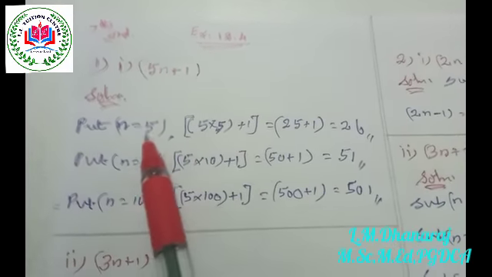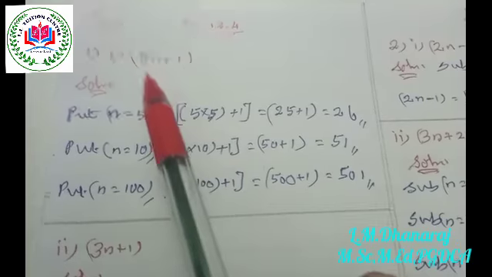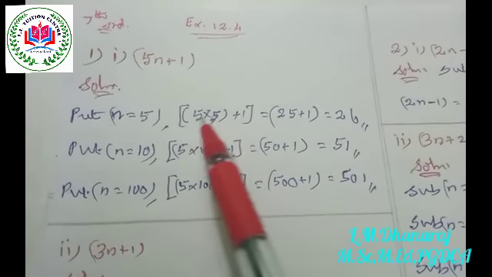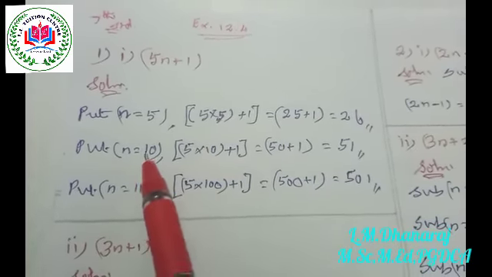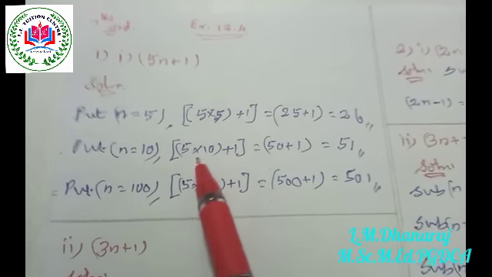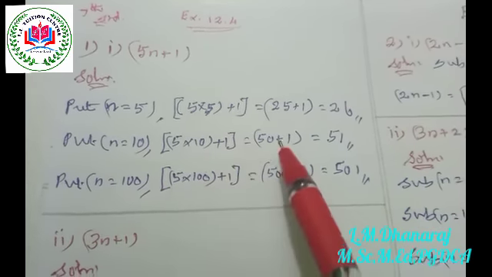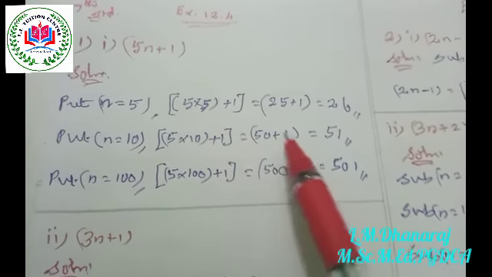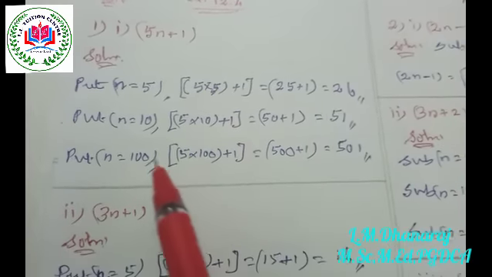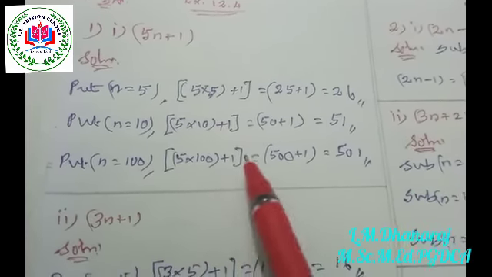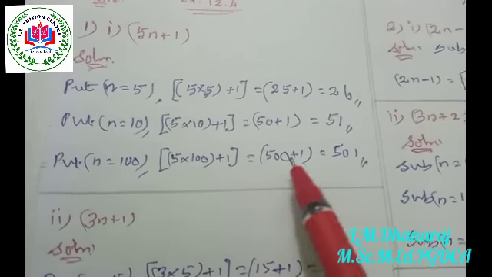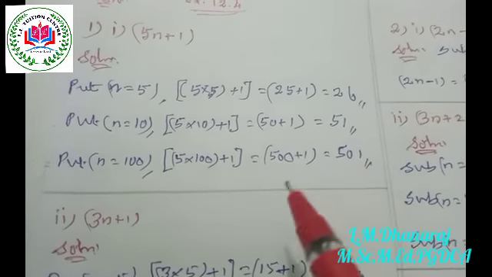Now, 5 into 5. Substitute instead of n, we have to replace 5. That is 5 into 5 plus 1. So, 5 into 5 is 25 plus 1 is 26. Next, instead of n, we have to replace 10. That is 5 into 10 plus 1. 5 into 10 is 50, 50 plus 1 is equal to 51. Next one is n is equal to 100. So 5 into 100 plus 1, that is 5 into 100 is 500 plus 1, that is 501.